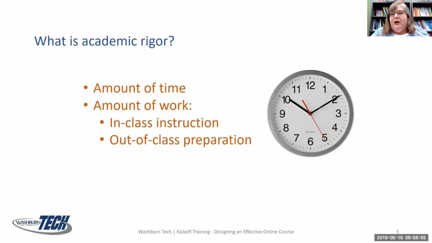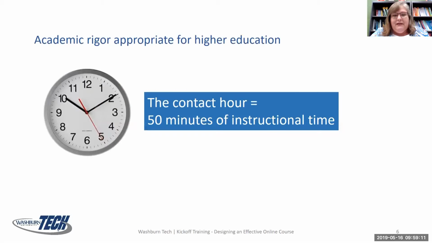Rigor is defined by the Carnegie Foundation as a component of time spent in class and in instruction and the amount of work that students do. And then they divide up the in-class instruction and the out-of-class preparation. So let's take a deeper dive into these concepts. First of all, the time spent.